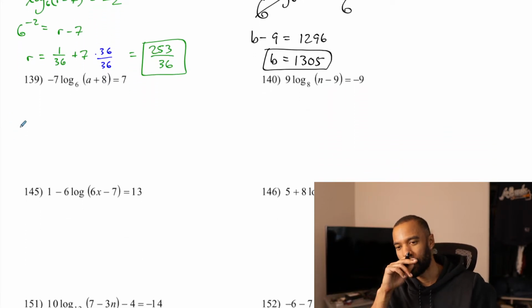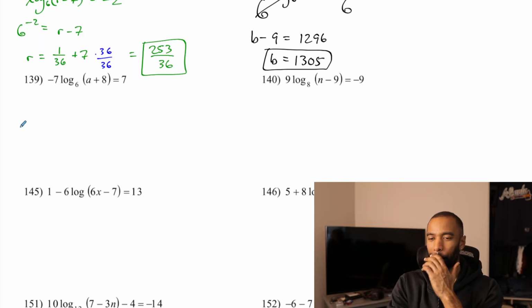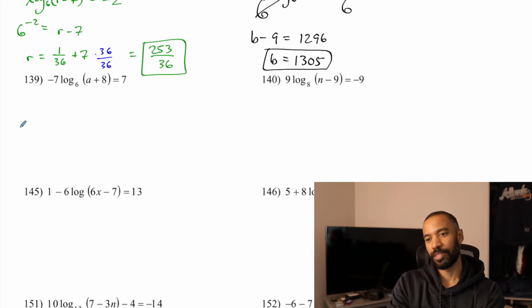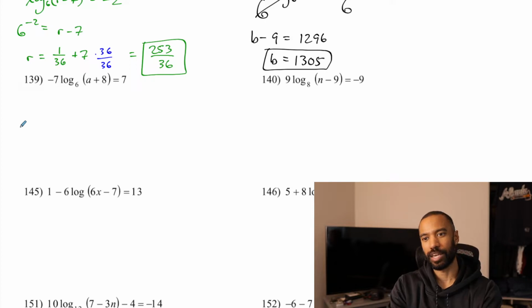In fact, is there a way I can try and do some of these in my head? Negative 7 times something is 7, right? Negative 7 times negative 1 is 7. 6 to what power gives me negative 1?